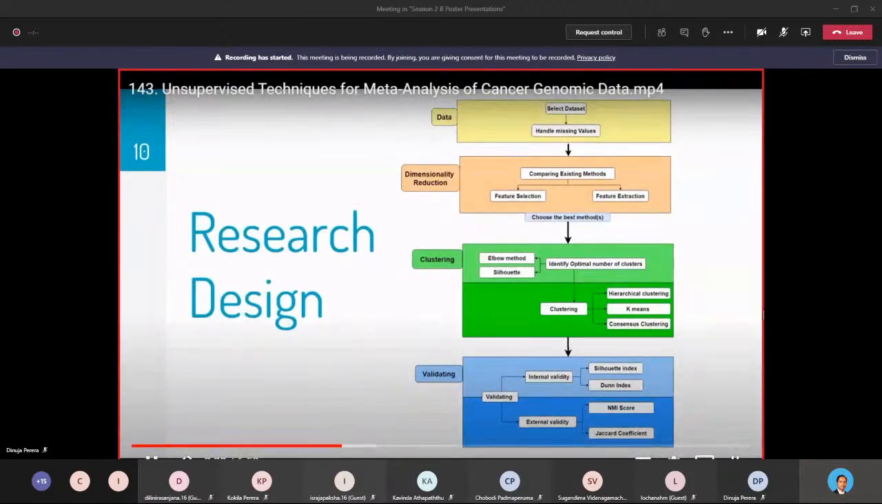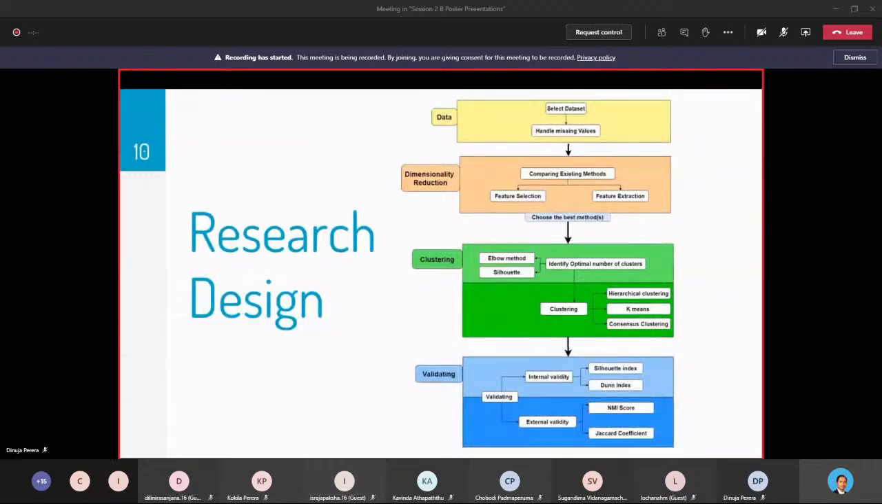Here's the research design. First, the data gathering part. We have used the endometrial cancer expression dataset in the TCGA pan-cancer study, which is available in the cBioPortal. Then we have removed the missing values. The second step is the dimensional reduction. There are two main categories in dimensional reduction. Those are feature selection methods and feature extraction methods.